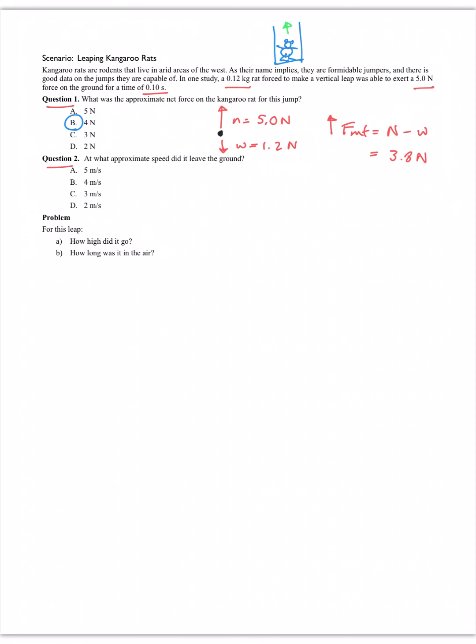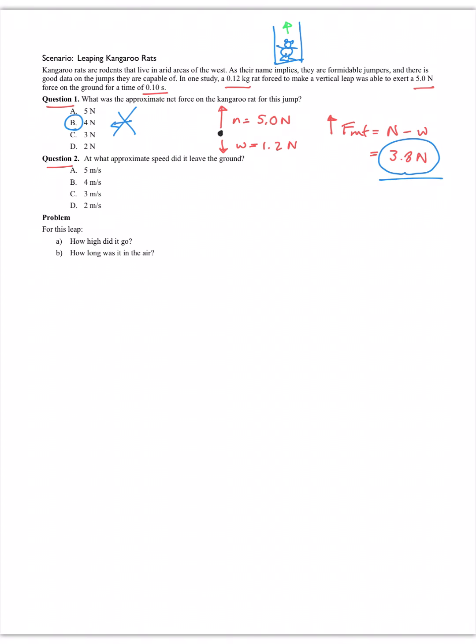Now, here's a quick pro tip. Going forward, when I have to use the force in a calculation, I'm going to use this value, not the rounded value. You don't use that one, okay? All right, next piece of the puzzle. At what approximate speed did the kangaroo rat leave the ground?